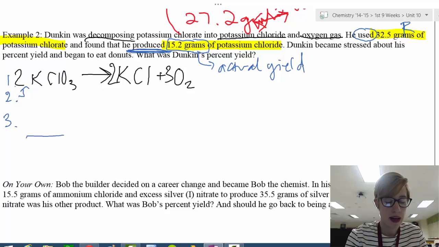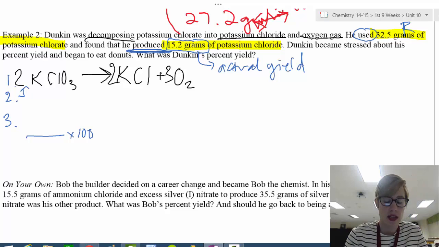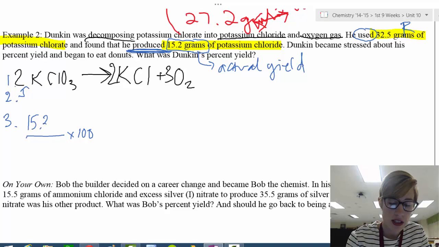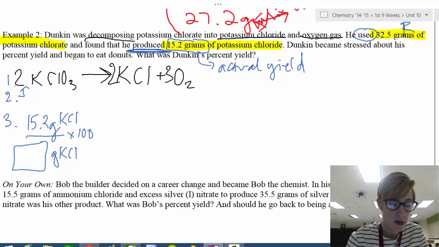Step 3 was labeling my actual. So my formula should look like this: actual divided by theoretical times 100. My actual, I already decided, was 15.2 grams of potassium chloride, that's KCl. And I just need my theoretical grams of potassium chloride, right? That's what I need to calculate.